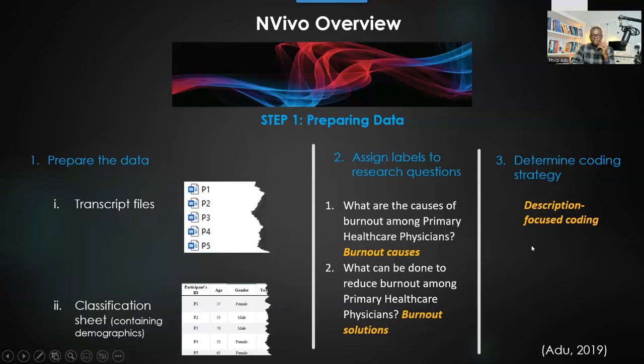The next one is you have to decide whether you are using description focused coding or interpretation focused coding. Based on the data that I have, I asked participants directly what are the causes of burnout, what are the solutions. So their responses can directly address my research question. So my role here is just to describe what they are telling me, right? So that's why description focused coding will be the best coding strategy for you to use.